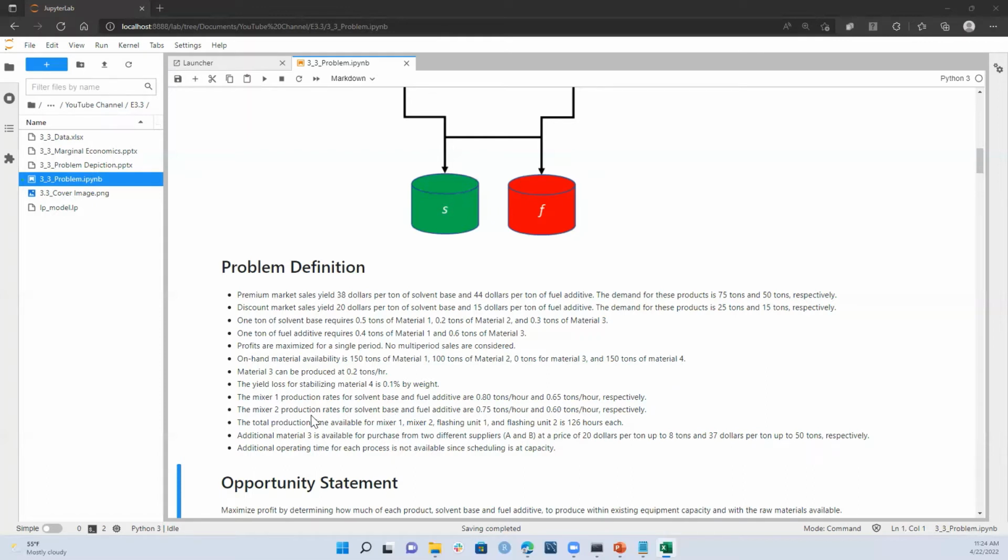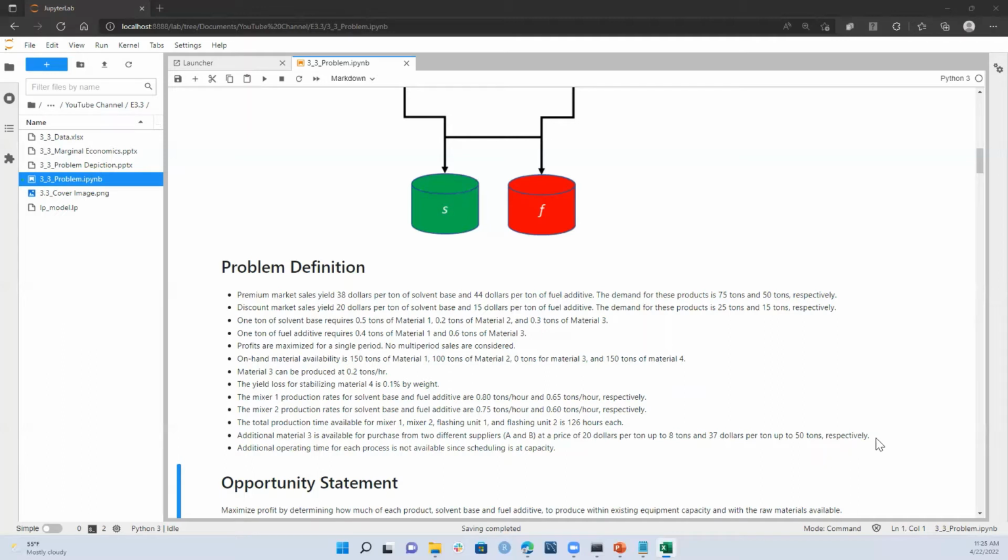And for mixer 2, the production rates for solvent base and fuel additive are 0.75 tons an hour and 0.6 tons an hour respectively. The total production time available for mixer 1, mixer 2, flashing unit 1, and flashing unit 2 is 126 hours each. Additional material 3 is available for purchase from two different suppliers, A and B, at a price of $20 per ton up to 8 tons and $37 per ton up to 15 tons, respectively.